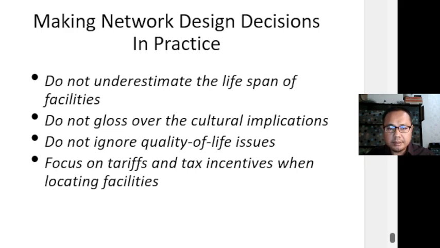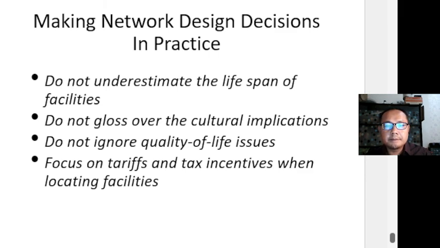The second one that managers must consider: do not gloss over the cultural implications. Network design decisions regarding facility location and facility role have a significant impact on the culture of each facility and the firm. The culture at a facility will be influenced by other facilities in its vicinity. So the network designer can use this to influence the role of the new facility and the focus of the people working there.